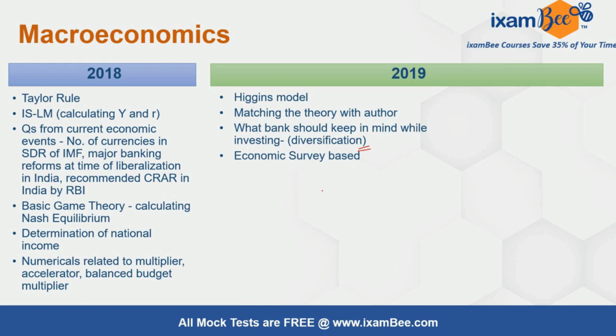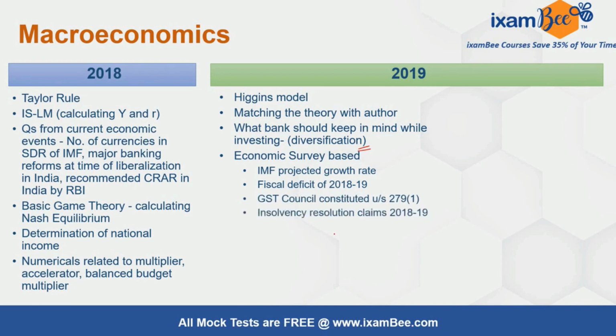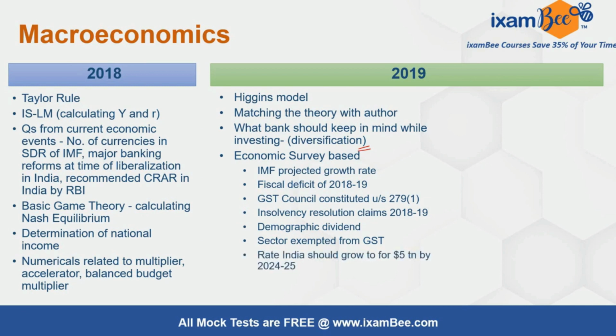Then in 2019, there were a lot of questions from the economic survey, data-based kind of questions. They had asked what the IMF had projected as the growth rate for India, what was the fiscal deficit that was being budgeted for 18-19, the GST Council was constituted under which section, what were the total insolvency resolution claims that were made in 18-19, the demographic dividend data related question that was mentioned in the economic survey, the sectors that were exempted from GST, and the rate.